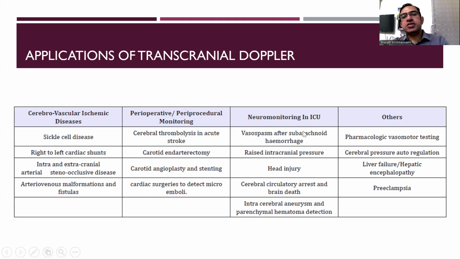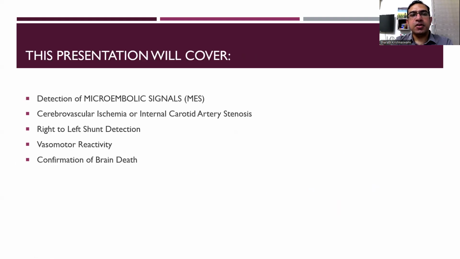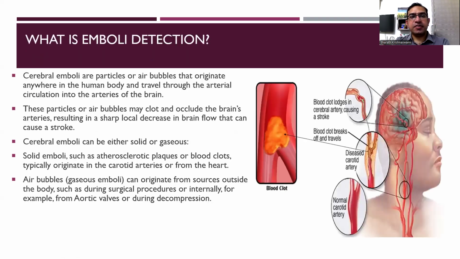Especially in the ICU, in the neurocritical care unit, it can be used to detect vasospasm after subarachnoid hemorrhage, to detect raised intracranial pressure in head injury patients, to identify cerebral circulatory arrest and brain death, and intracerebral aneurysm and parenchymal hematoma detection. So this presentation will cover the detection of microembolic signals using TCD in cerebrovascular ischemia or internal carotid artery stenosis, right to left shunt detection, vasomotor reactivity, and the confirmation of brain death.